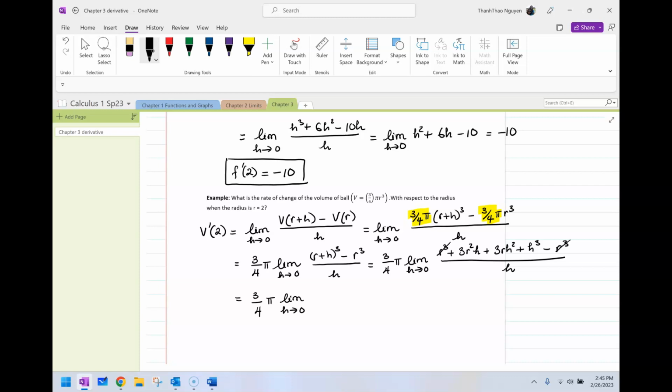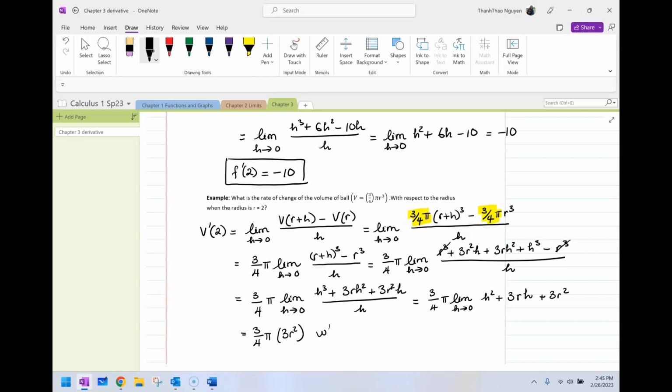Simplify this out. So we get (h cubed plus 3r h squared plus 3r squared h) divided by h. This equals 3/4 pi times the limit as h approaches 0 of h squared plus 3rh plus 3r squared, which is equal to 3/4 pi times 3r squared.